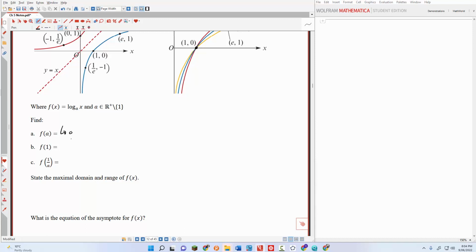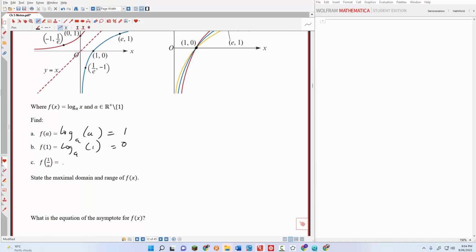So that is log a, and that, as we've found, is 1. Okay, so when I put a into it, the answer is going to be 1. Right, what about f of 1? That's going to be log a 1. A raised to what power gives me 1 as a result? The answer is 0. So here's that. When x is equal to 1, y is equal to 0.